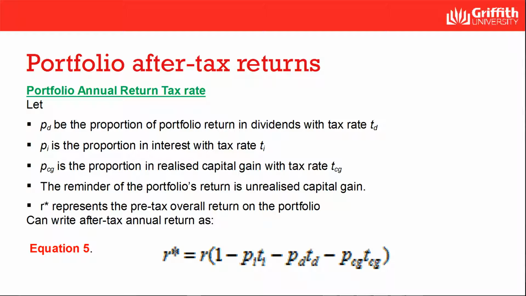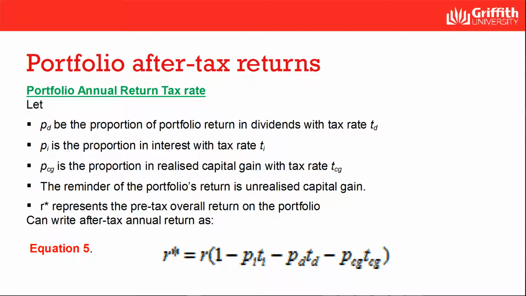The different taxing schemes can be integrated into a single framework in which a portfolio's investment return is received in the form of dividends, and the proportion of dividends is designated as Pd and taxed at a rate of Td. Another portion is received in the form of interest income, proportion PI, and taxed at a rate of TI. And another portion is taxed as a realized capital gain, PCG, at the rate of TCG.